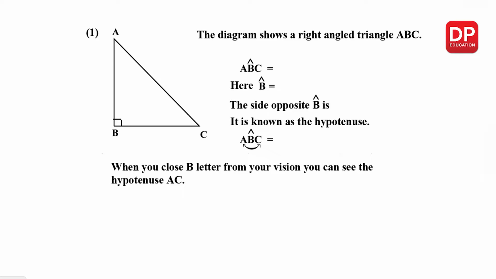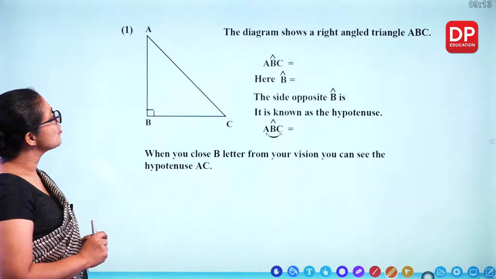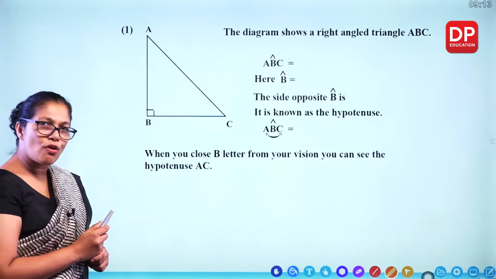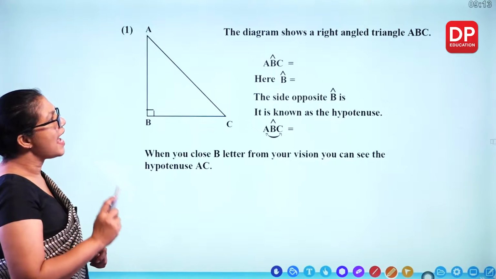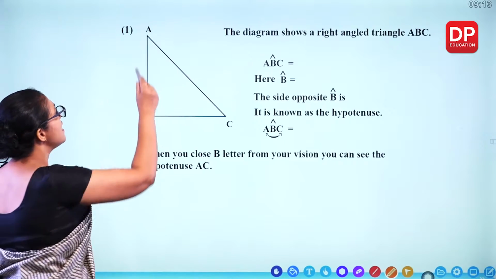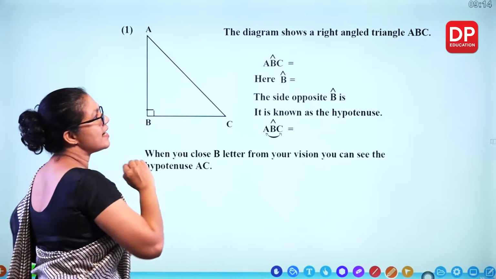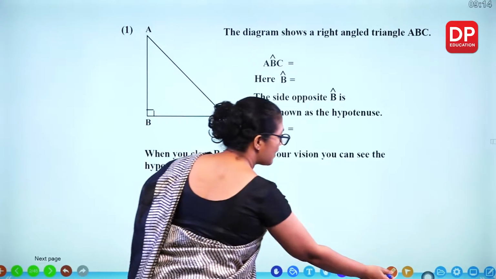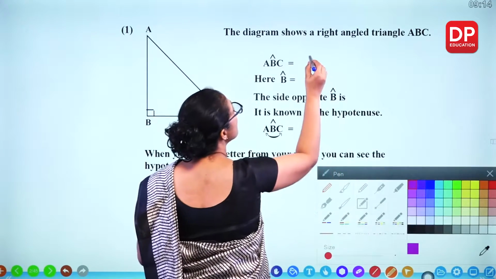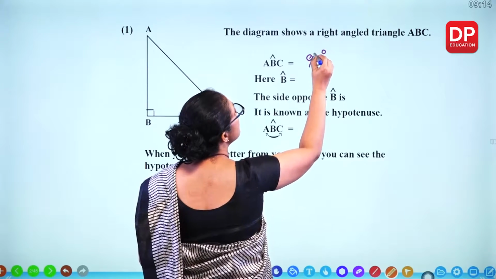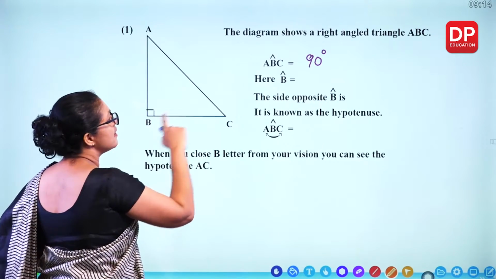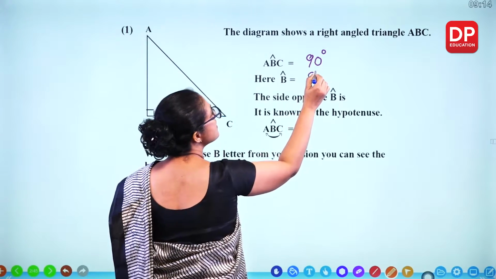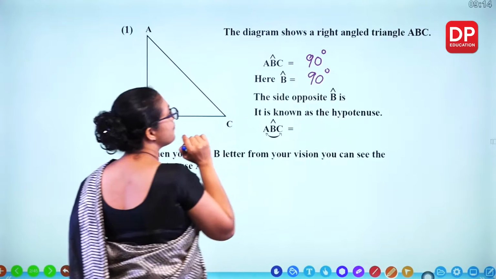Look at this triangle. What is this triangle? One angle is 90 degrees. What do you call that? Right angle triangle. So this is ABC right angle triangle. So what's the B angle? B angle is 90 degrees. Or you can write just B. B letter, that's 90 degrees.